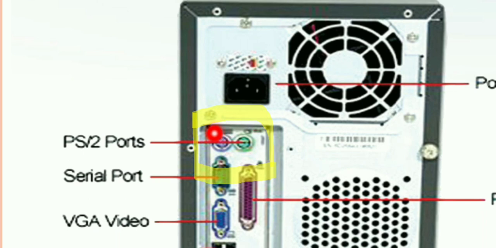Here you can see there are two ports. These both ports are known as PS2 ports. The purple one is for connecting the keyboard with the CPU and the green one is for connecting the mouse with the CPU. But nowadays these ports are getting replaced by the USB ports.